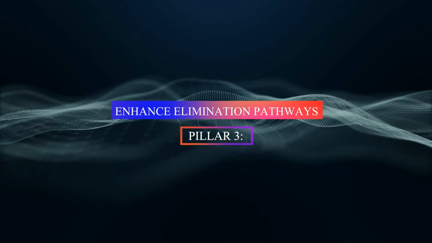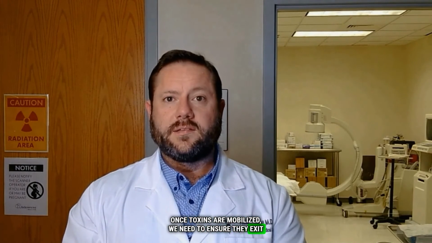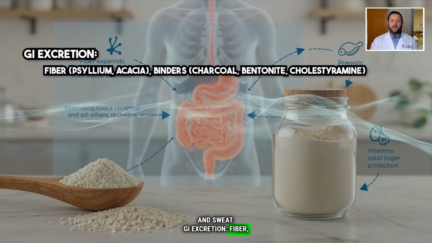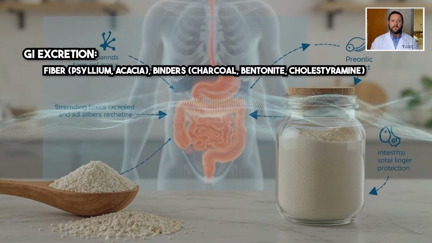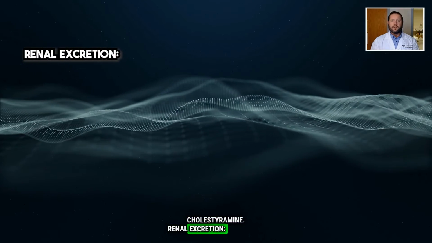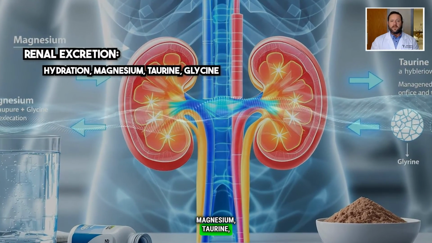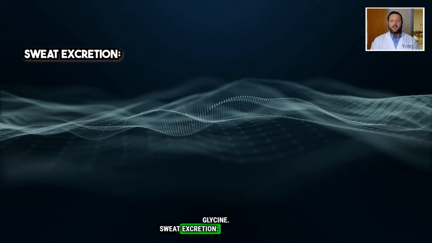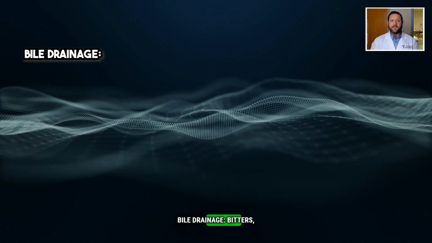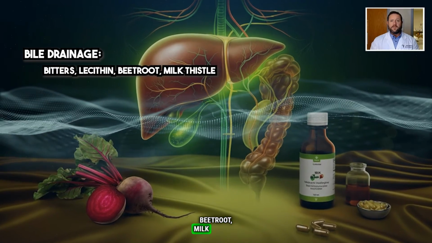Pillar 3, enhance elimination pathways. Once toxins are mobilized, we need to ensure they exit the body. That means optimizing all 4 major elimination routes: stool, urine, bile, and sweat. GI excretion: fiber, psyllium, acacia, binders, charcoal, bentonite, cholestyramine. Renal excretion: hydration, magnesium, taurine, glycine. Sweat excretion: sauna therapy, exercise, niacin support. Bile drainage: bitters, lecithin, beetroot, milk thistle.